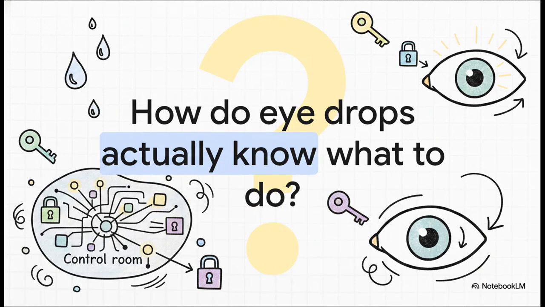But first, I want you to think about a central mystery for a second. Have you ever put a single drop of medication into your eye and just wondered, how does it actually know what to do? I mean, it doesn't have a tiny little GPS system, right? It doesn't have a map. So how does one specific drop know to dilate your pupil, while a completely different drop knows to lower the pressure inside your eye? The answer is that your nervous system acts like this massive, incredibly complex control room. And those drugs are essentially molecular keys designed to fit perfectly into very specific biological locks.